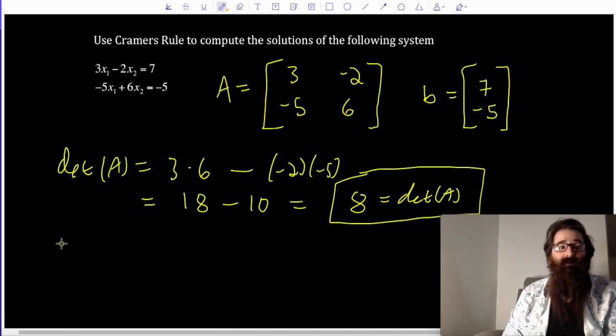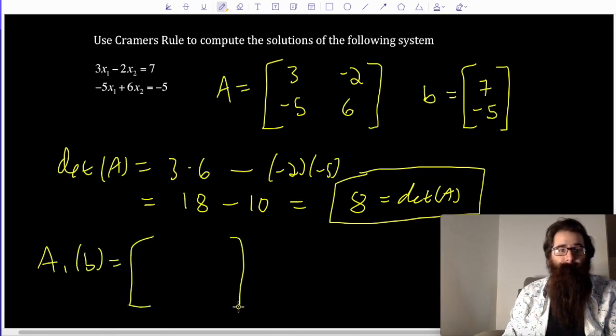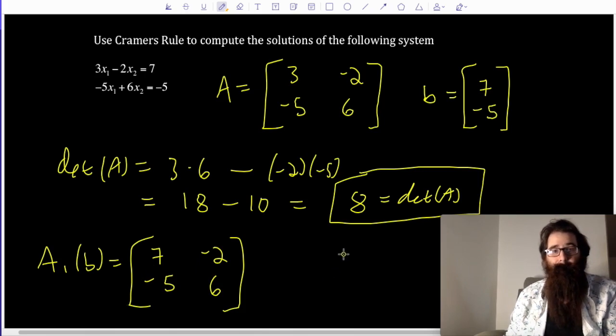And now I can start building these other two matrices that I need. I'm going to need A sub 1 at B. So it says go to matrix A, but go to the first column and substitute in that column B as a column vector. So this first column, 3, negative 5, I'm going to swap it out with B, which is this column vector 7, negative 5, and leave the rest of the matrix alone. So that means my second column is going to stay the same, negative 2, 6.